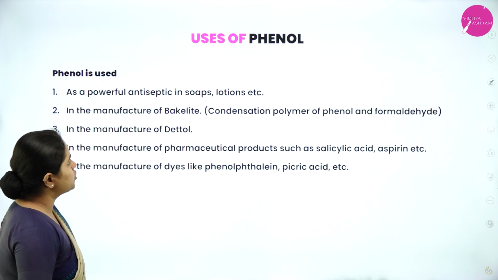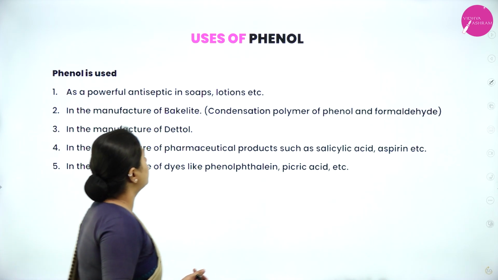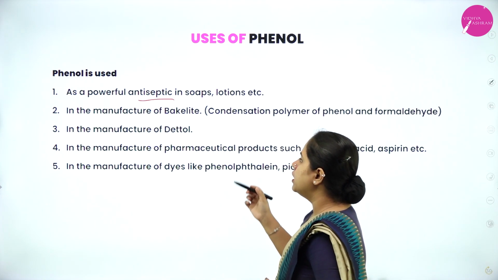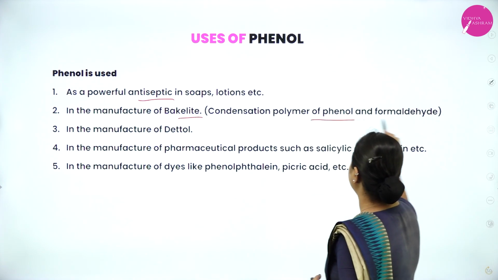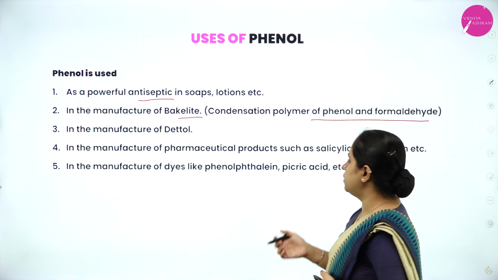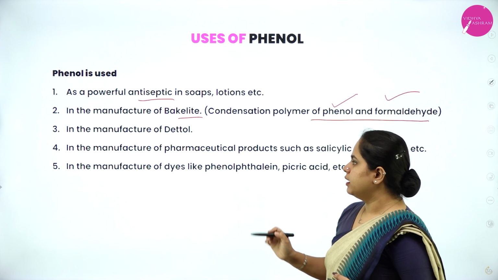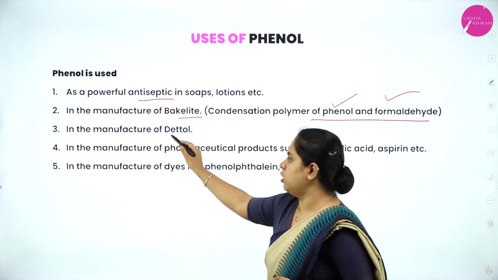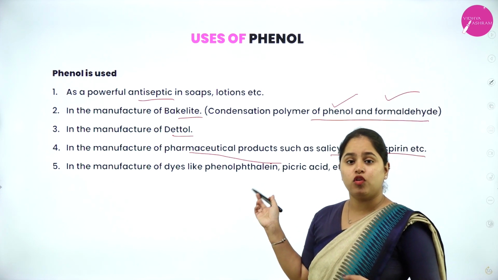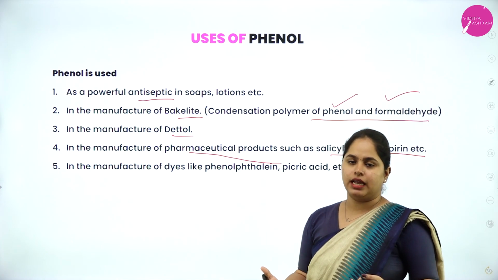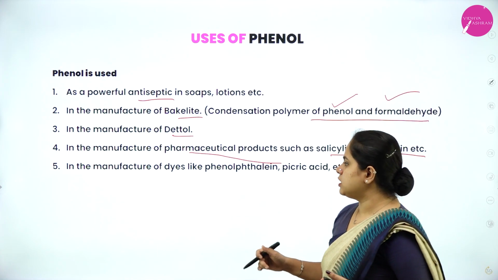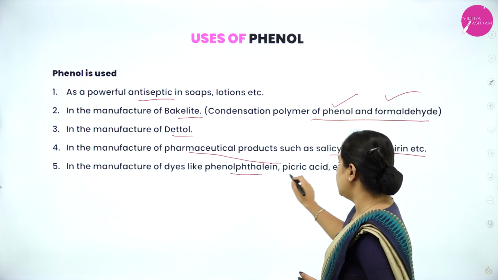So next one is uses of phenols. Phenols are used as a powerful antiseptic in soaps, lotions, etc. In the manufacture of bakelite, a condensation polymer of phenol and formaldehyde. Bakelite is a polymer which is a condensation polymer of phenol and formaldehyde. Next, it is used in the manufacture of Dettol, in the manufacture of pharmaceutical products such as salicylic acid and aspirin. See, we have already studied the reaction how to prepare salicylic acid as well as aspirin, right? So that and all is formed from what? Phenols itself. Now the last one is in the manufacturing of dyes like phenolphthalein, picric acid.